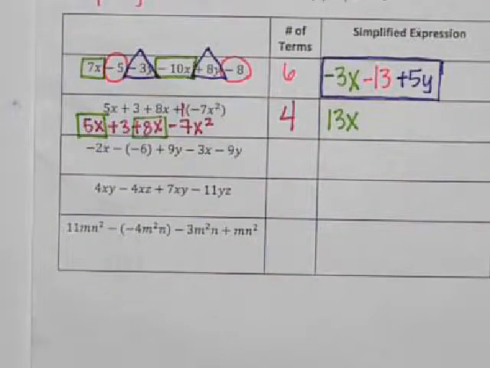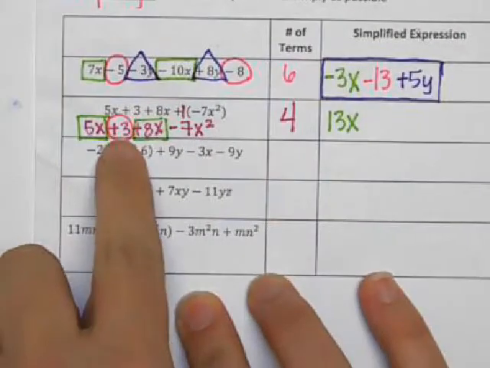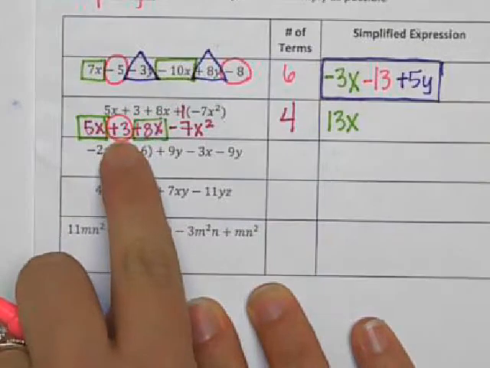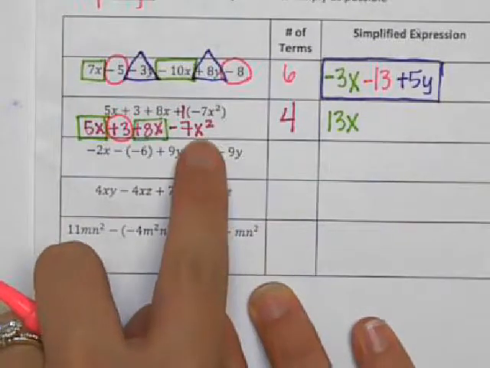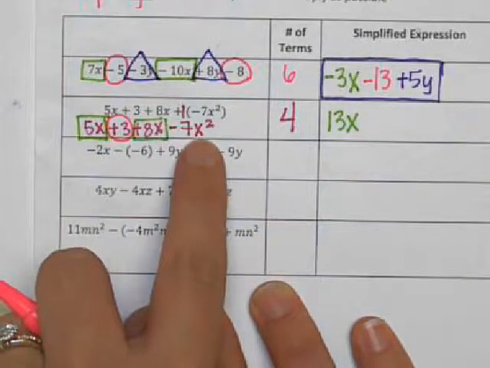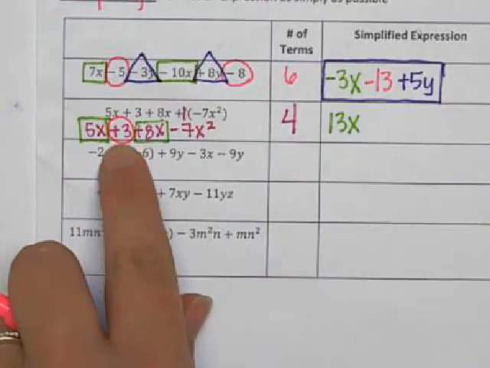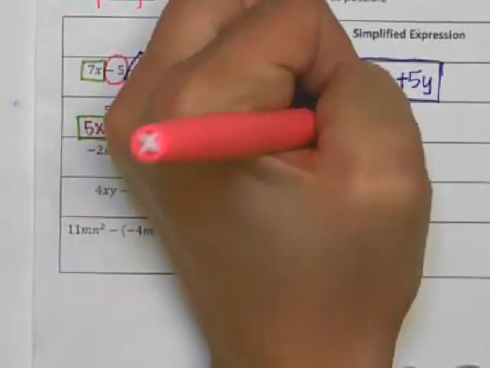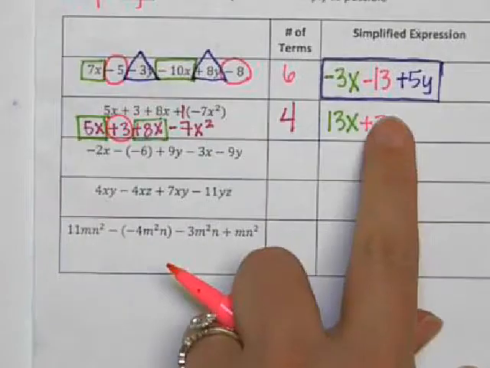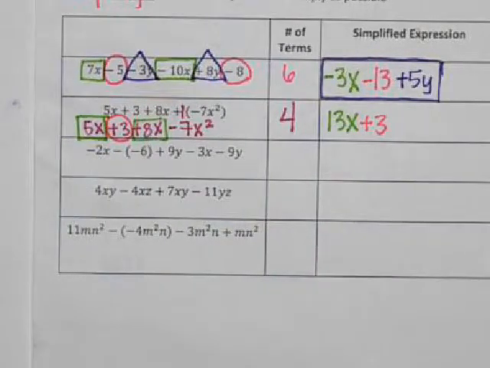Then I'm going to take my next term, and I'm going to put a circle around it, and I'm going to include the sign. So a plus 3. And the only other option is negative 7x squared. Well, these are not like terms. This has an x squared with it. 3 does not. So what I'm going to do is I'm going to take this plus 3, and I'm going to just put it on the back over here. Nothing changes because it does not have a like term.